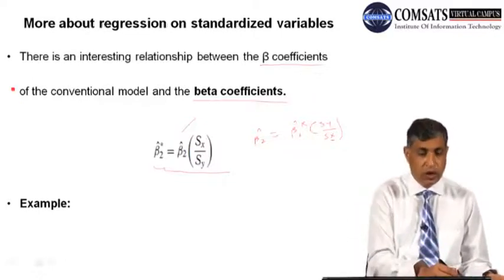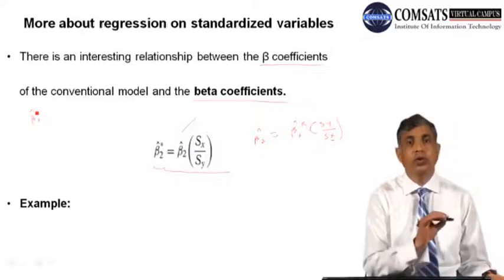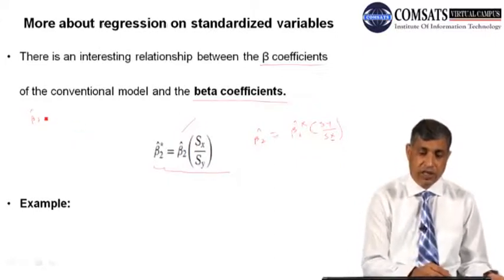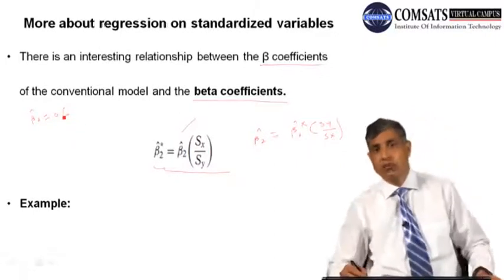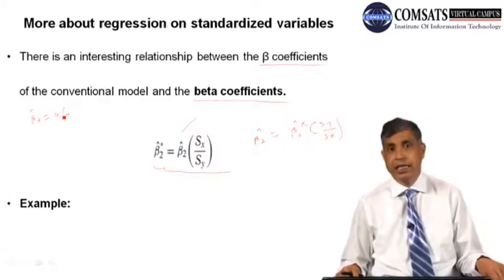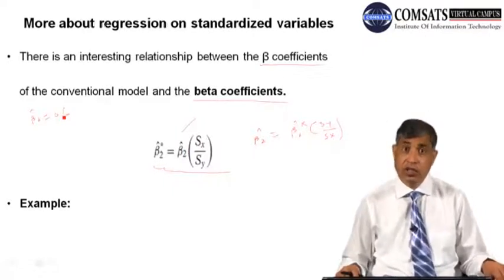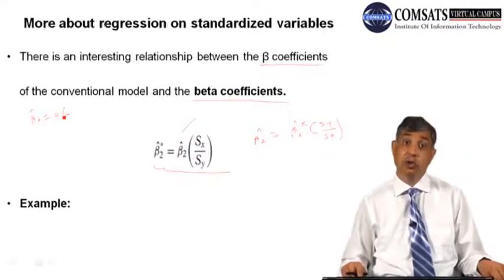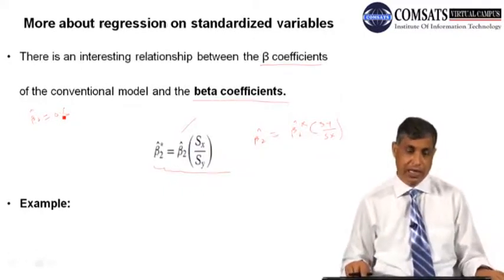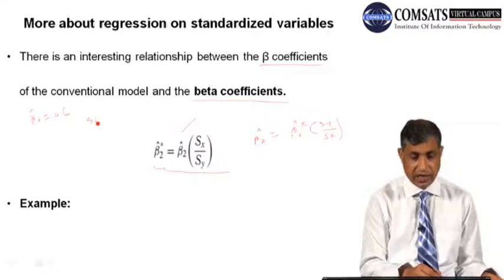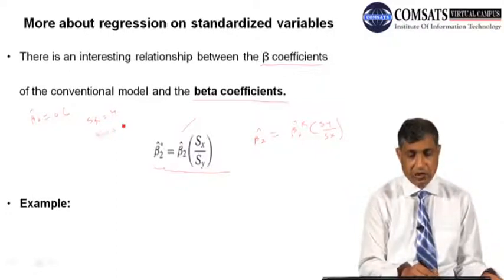I would like to give an example. Suppose from the simple model, where you did not standardize your variables, beta 2 hat is 0.6. Most of the time beta 2 hat is less than 1, and there is a justification behind this: beta 2 hat is a slope coefficient, and the slope is most of the time less than 1. Suppose the standard deviation of x is equal to 4, and the standard deviation of y is equal to 2.